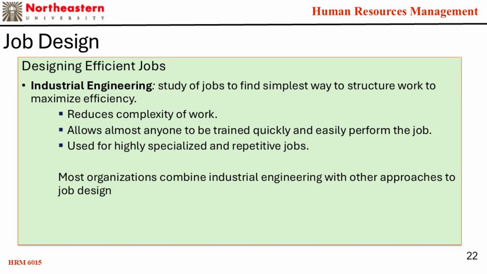Industrial engineering is people who study jobs to figure out the simplest way that a structure can work and to maximize efficiency. It's basically like an economic review of how the jobs play out. So the idea is to reduce the complexity of work. The more complicated a job is, the more likely people are to make mistakes or potentially get injured. If you reduce the complexity of work, it also makes it easier to train people to do that particular job.